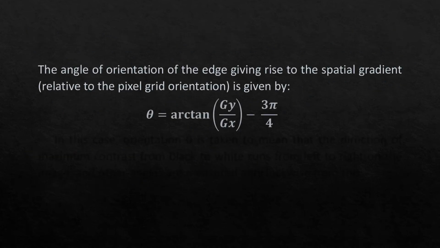Okay, now the angle of orientation of the edge gives rise to the spatial gradient. Initially, from the very start, we had a term called spatial gradient. That is nothing but the angle, the direction of the angle. Actually, it's a vectorized space in a 3D matrix. Perfect, but yeah, that's the idea behind it.